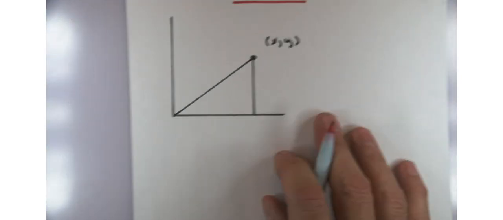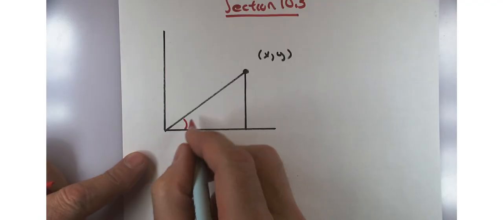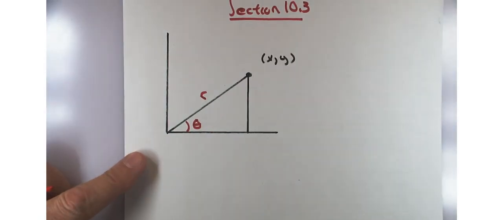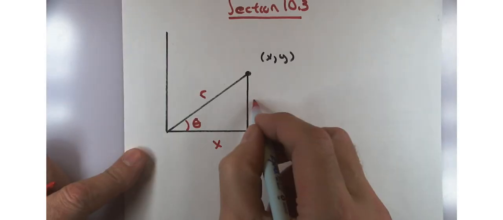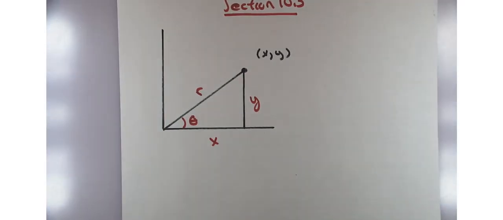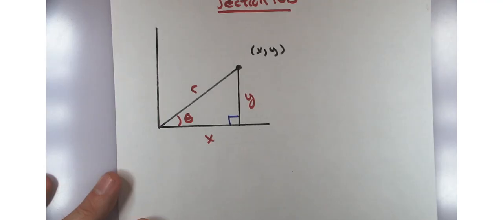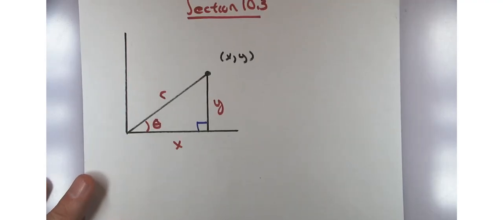If I bring that back over to here, I'm going to get theta here and the radius here. Obviously, these are my x and y's. So we can proceed to try and make some connections here between these two types of notation. Now, I'm assuming that that's going to be a right angle. So what's one easy connection that we can get here?